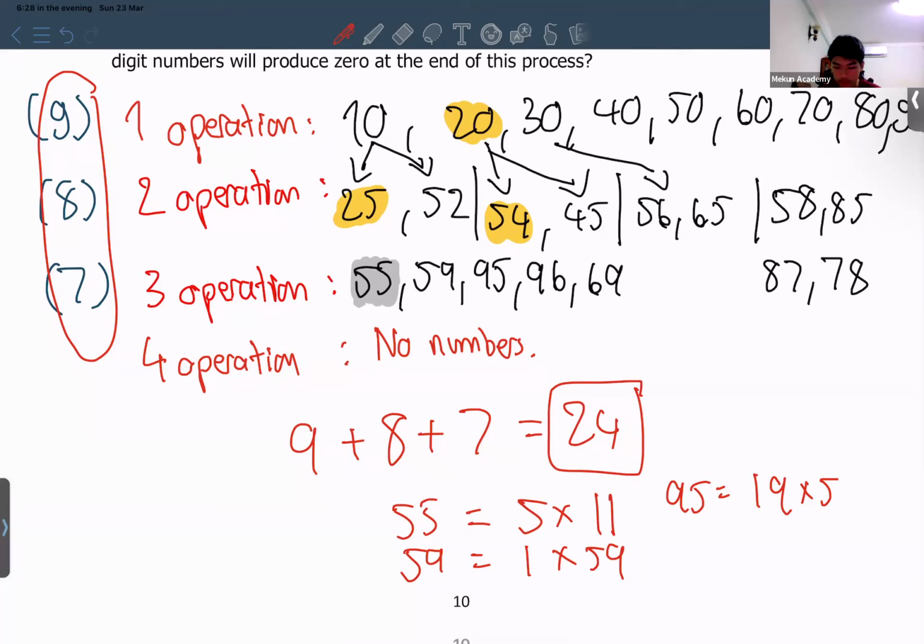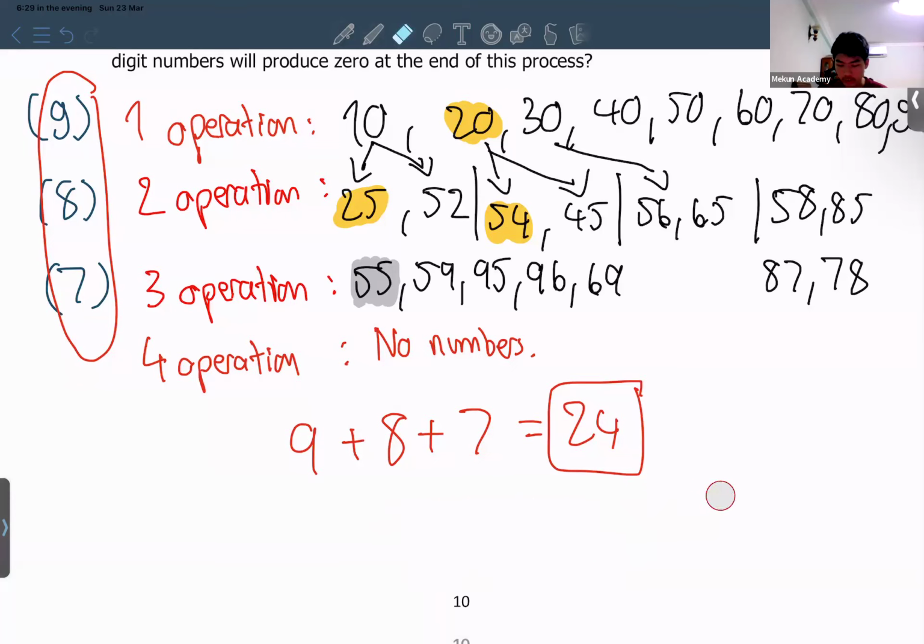69 is 23 times 3, 87 is 29 times 3, and 78 equals one digit times two digits. So from the numbers that you need for four operations, there are none, because most of the numbers from above we cannot use anymore, or you would need a one digit times two digits to get the answer. So you cannot use it anymore. So you can conclude that for four operations, there are no numbers. So you just need to find the sum of the three that we found earlier, and you get 24.